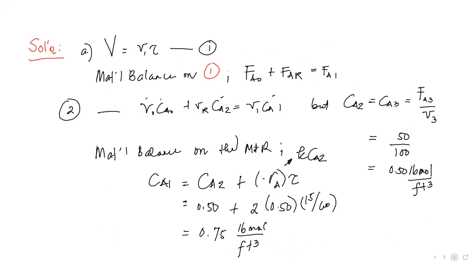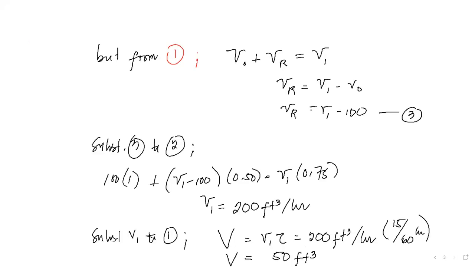Okay. Now for letter B, you are asked for the recycle rate. So the recycle rate, V sub R, is equal to V sub 1 minus 100. Okay, where did we get this one? We know that the recycled volumetric flow rate plus the initial volumetric flow rate should be equal to the final volumetric flow rate that is being processed by your MFR. So we know that V1 is already 200.